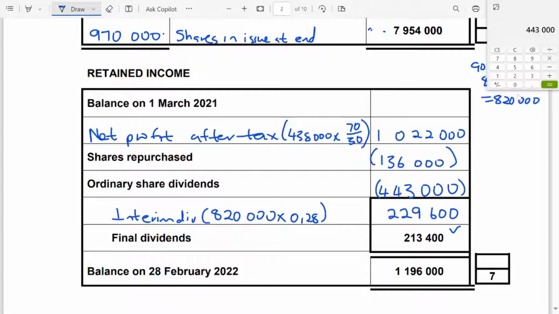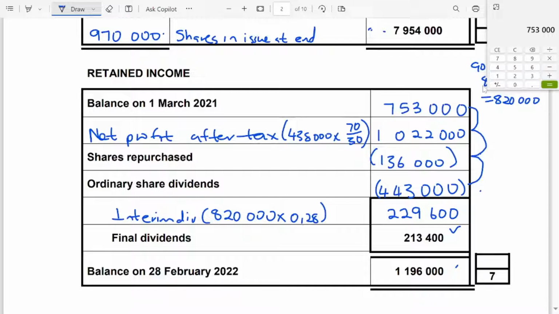Now what we want is the balance of the retained income at the beginning of the year. Now remember, to get the balance at the end of the year for the retained income, we must say the balance at the beginning plus the net profit after tax minus buyback minus ordinary share dividends. Now I'm going to go back and say balance at the end plus dividends plus the buyback minus the net profit. Then I'm going to get the balance at the beginning. So plus 443,000 plus 136,000 minus 1,022,000. That is going to be 753,000.